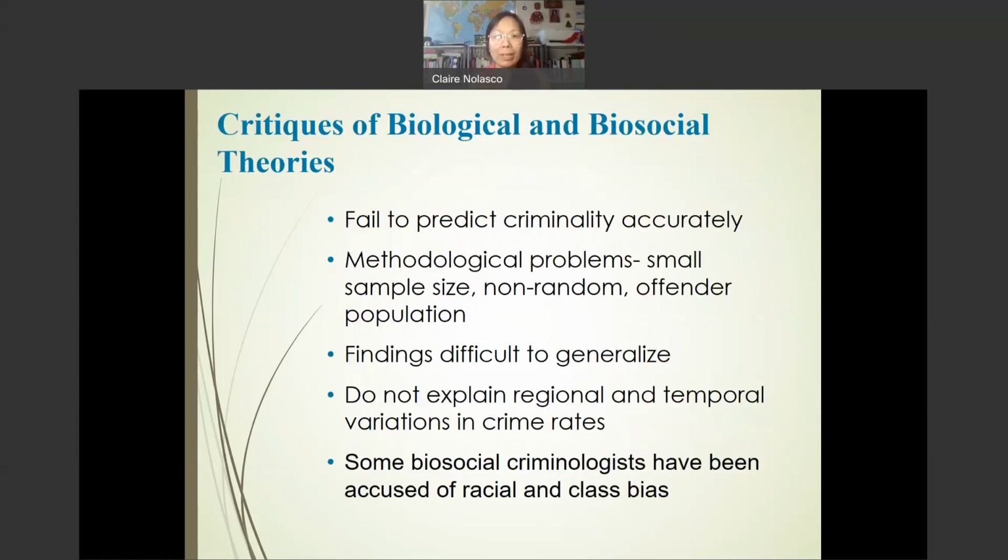What are some critiques of biological and biosocial theories? These fail to predict criminality accurately. There are also methodological problems, such as small sample size and non-random offender population. Because of this, the findings are difficult to generalize. They also do not explain regional and temporal variations in crime rates. And some biological criminologists have been accused of racial and class bias.